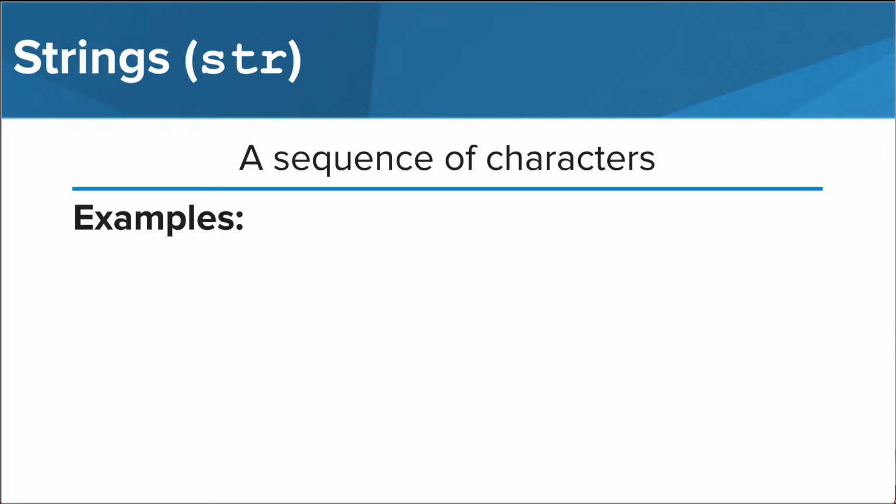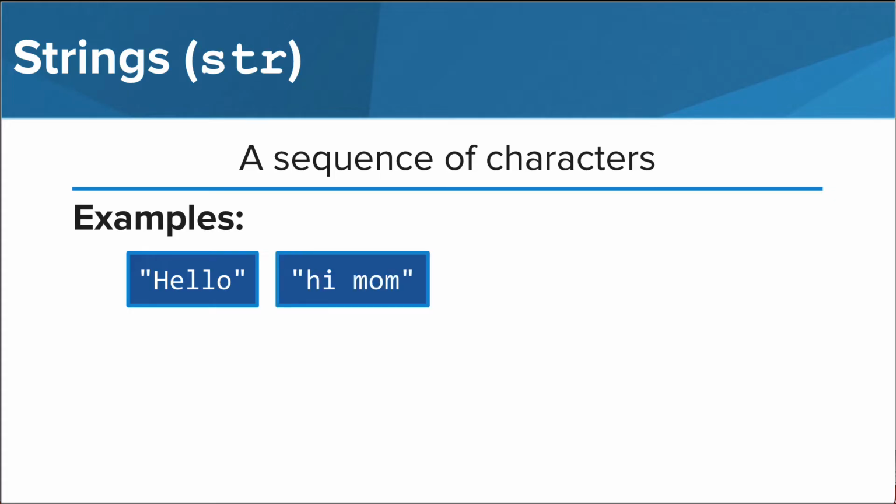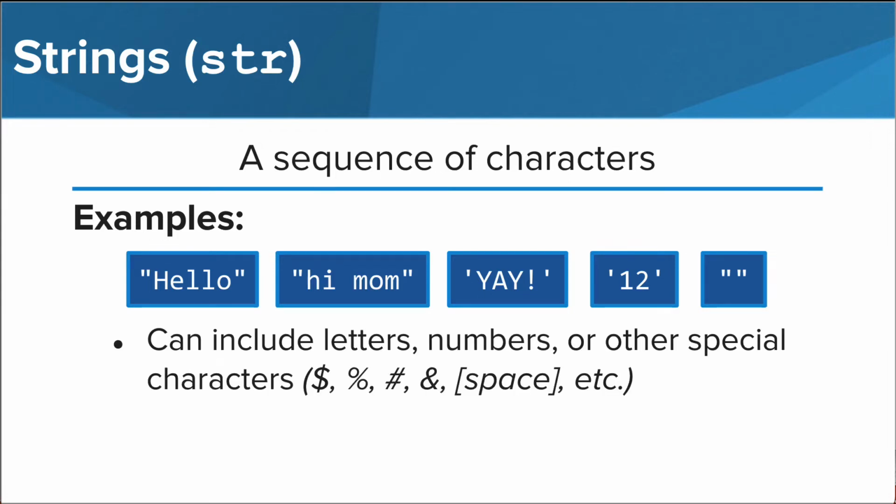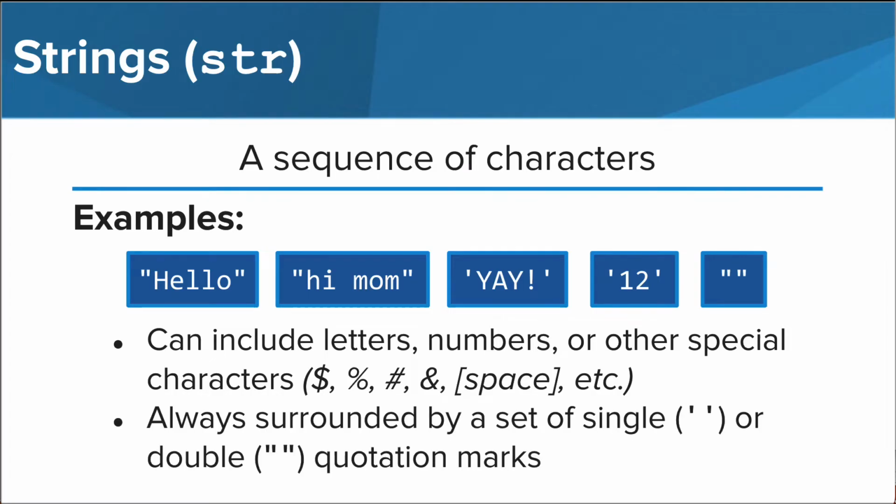A string, or str, is a sequence of characters. Now, these can be any characters we wish. We can use upper and lowercase letters, spaces between words, special characters, numbers, and even nothing, which we call an empty string. Any of these characters can be included in our string values. The most important thing to remember about strings is that all of the text must be surrounded by a set of either single or double quotation marks.